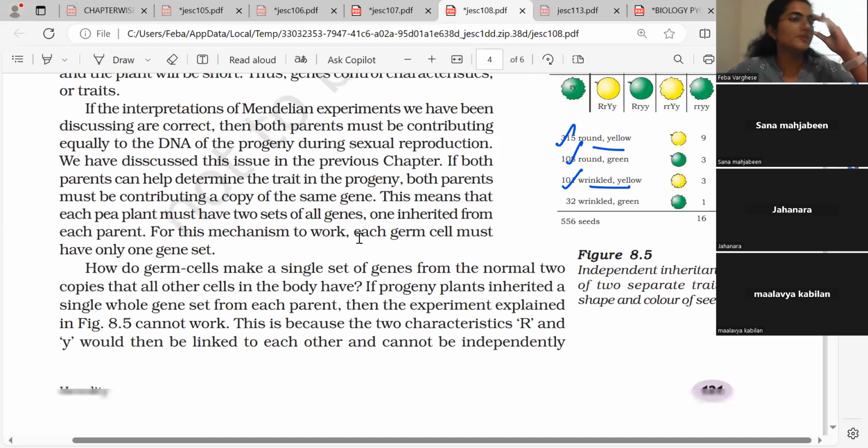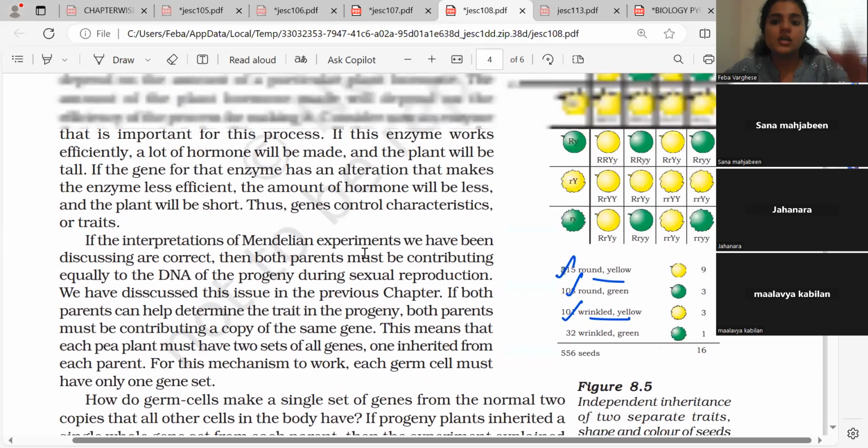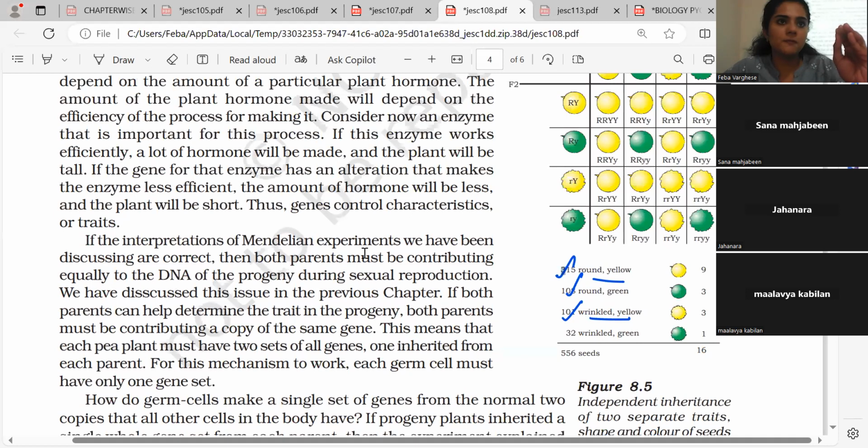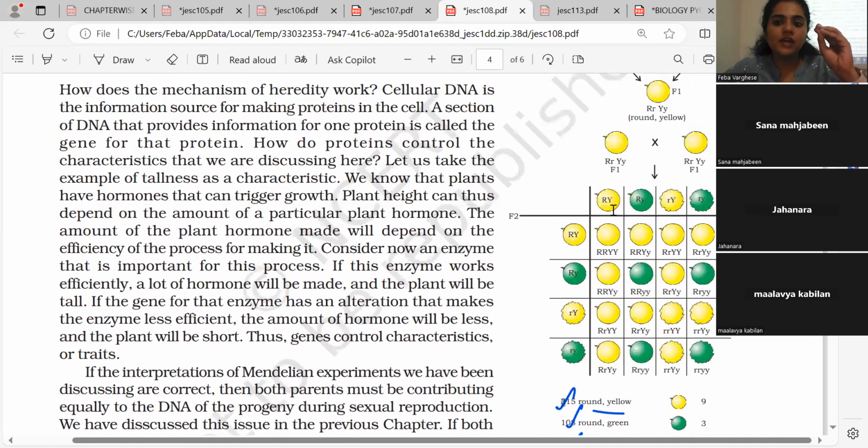Now give me the phenotypic ratio for the dihybrid cross. 9:3:3:1. Then, if they are asking you to use a genetic diagram to explain the cross, you have to use the Punnett square. Use the Punnett square, and that's the genetic diagram.